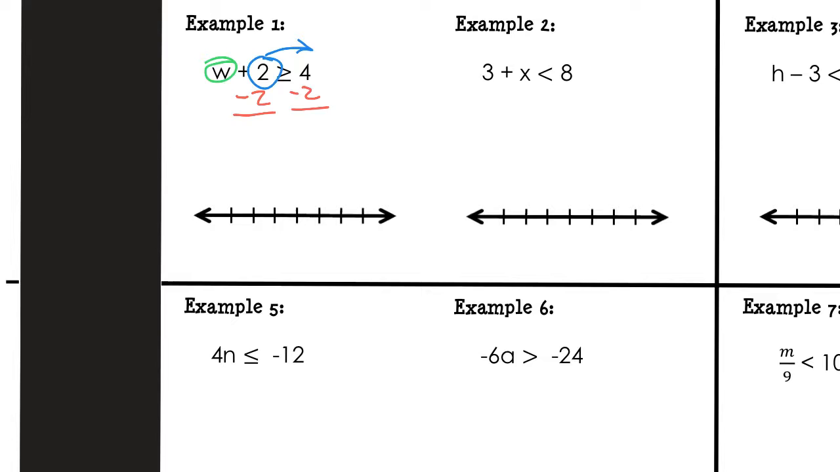When I do that, 2 minus 2 equals 0, so I'm left with just W. I'm going to bring down my sign, greater than or equal to. 4 minus 2 is 2. So W is greater than or equal to 2. And the way I'm going to show that, let's just do this real quick. For the sake of making it easy, I'm going to put -1 here, 0, 1, 2, 3, 4, 5.